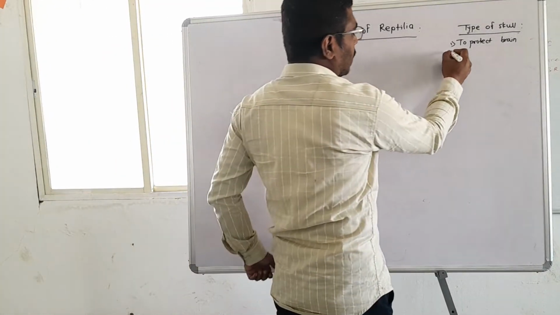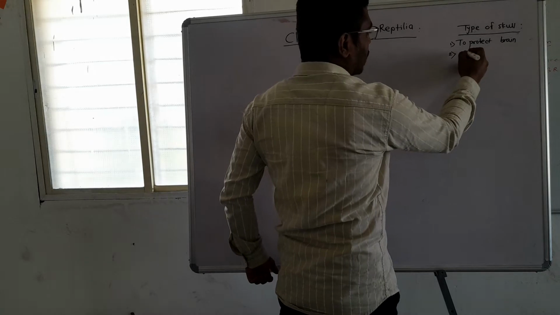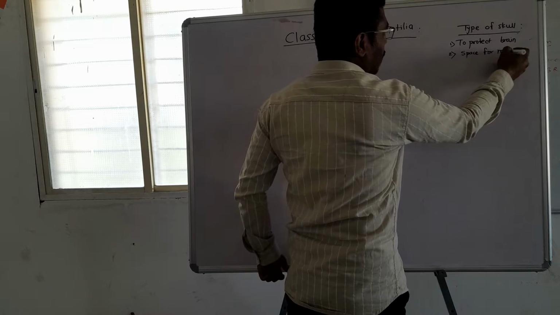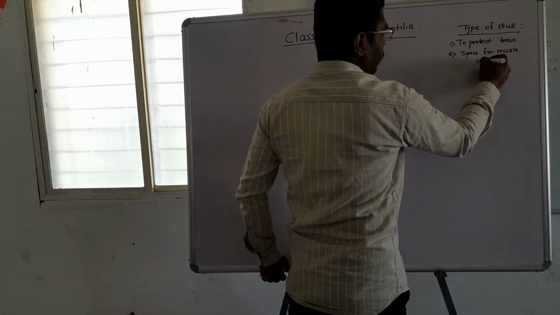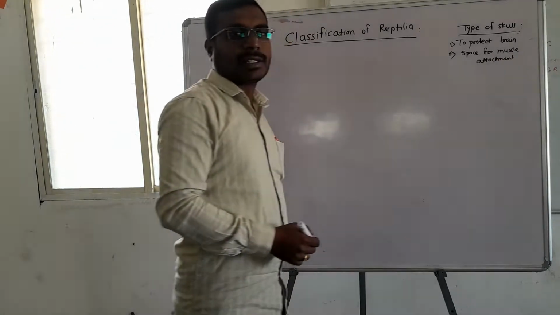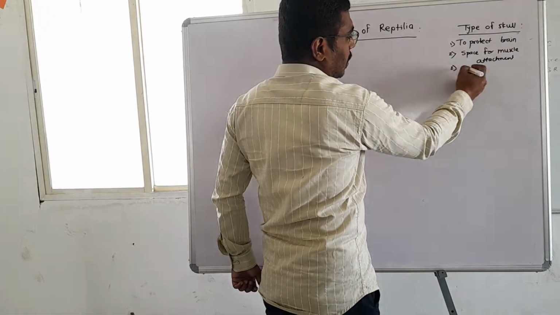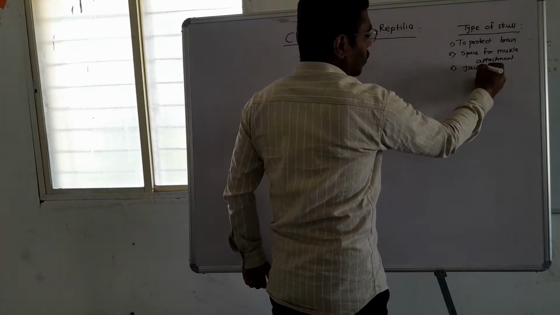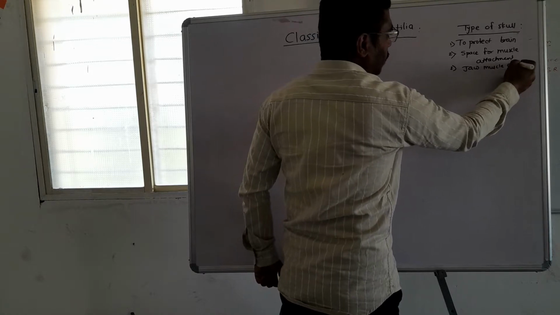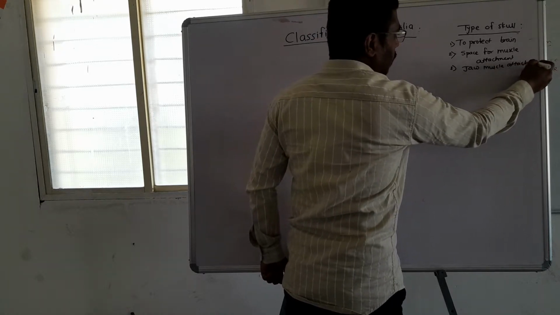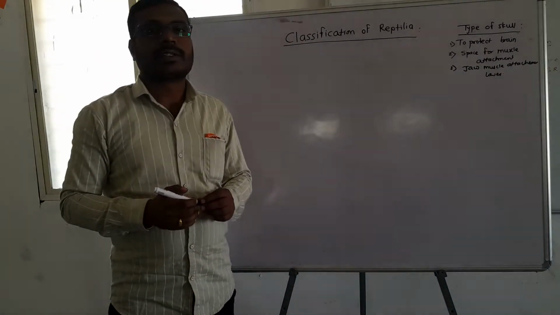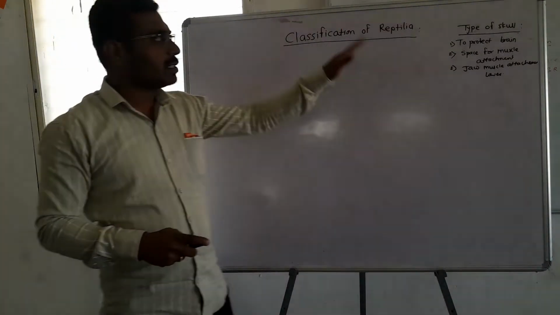Then second, it provides space for attachment of various muscles. And third is for jaw muscles attachment, mainly lower jaw. In the reptilia, skull is important for these three reasons.